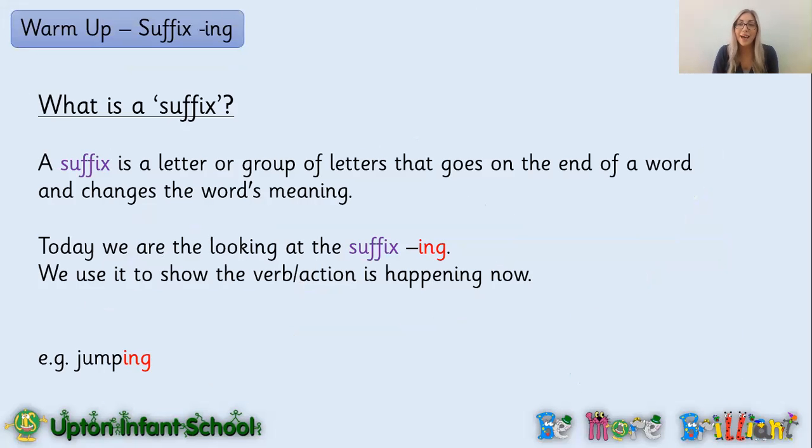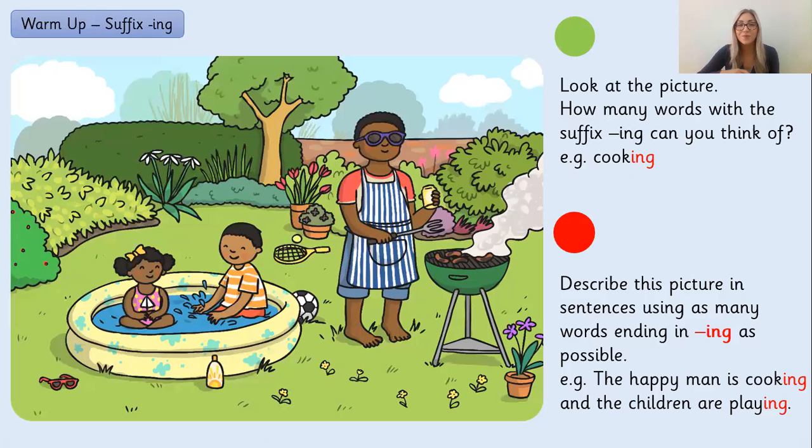So first of all, looking at the suffix ing. We have looked all week at what a suffix is, and we have said that a suffix is a letter or a group of letters that goes at the end of a word and changes the word's meaning. So today we are looking at the suffix ing, and when we use this, it's to show that the verb or the action is happening right now. So for example, if we were to jump and we are jumping, it means that it's happening right now.